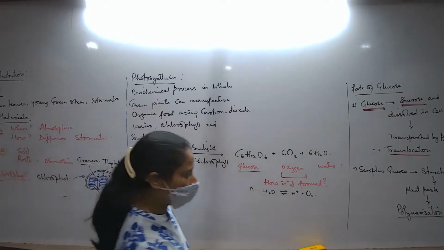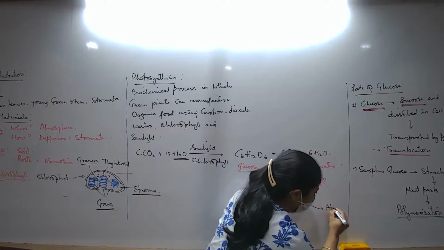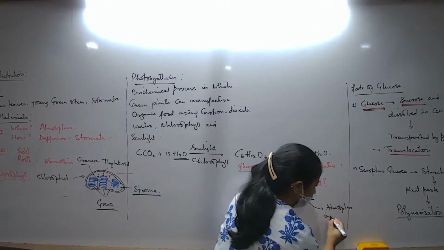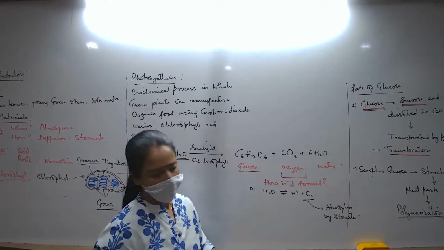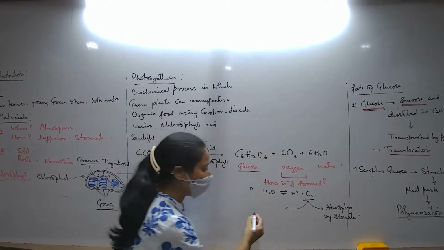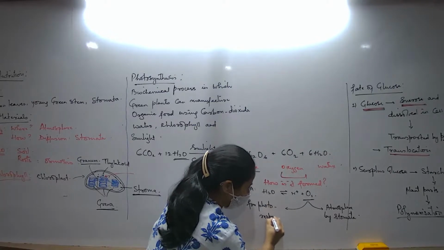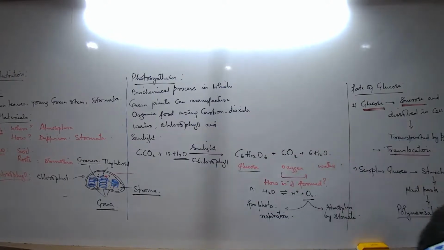Now, what is the fate of this oxygen? The major amount will be released into the atmosphere by way of stomata. The process will remain diffusion. And a small amount will be used up by the plant for photorespiration. Now, what is photorespiration? Photorespiration means the plants are going to use a small fraction of oxygen for their own respiration.